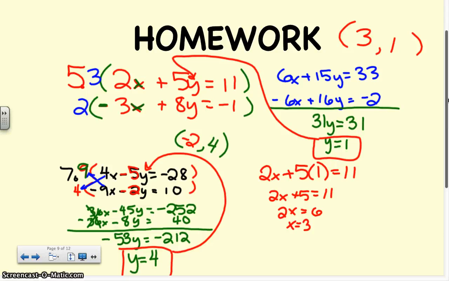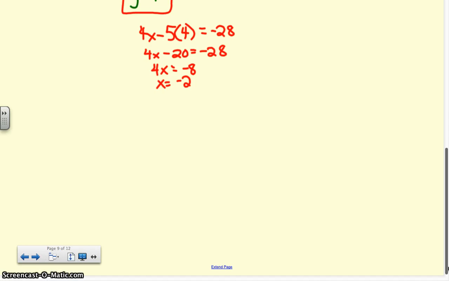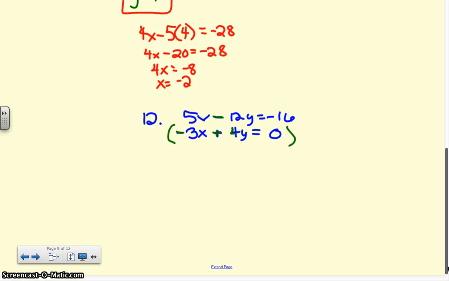I'm going to do one more with you from your homework, and then I think you're set to practice yourself. Number 12 says 5x minus 12y is equal to a negative 16, and a negative 3x plus 4y is equal to 0. I notice here that both of them are opposites of each other. So I'm going to choose to just manipulate this bottom one because I can turn my 4 into a 12.